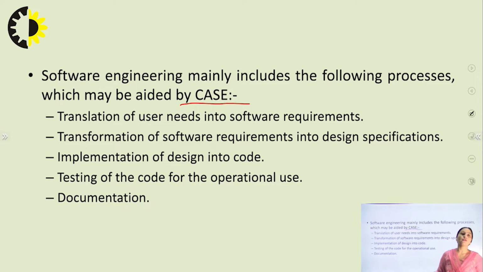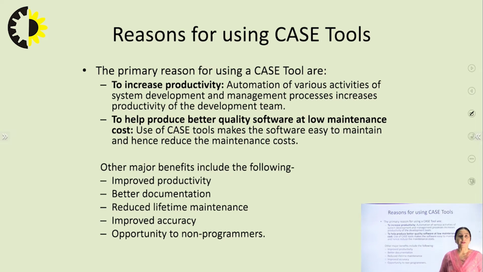First is the translation of user needs into software requirements, which can very easily be done with the help of CASE tools. Again, transformation of software requirements into design specifications can be done. These are the different phases actually, and based on the working we can move on from one particular phase to another phase. Third is conversion or implementation of design into code, then testing of the code for operational use, and of course the documentation, which is one of the most important phases in the software.